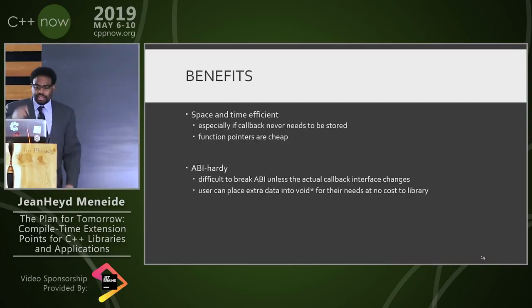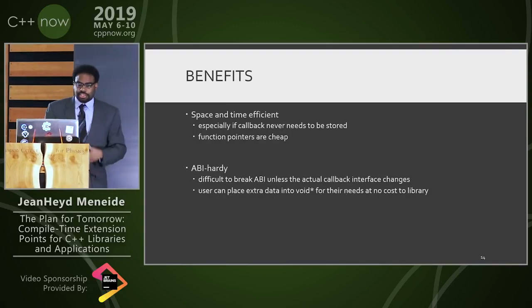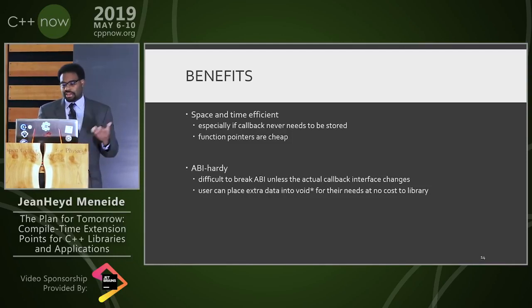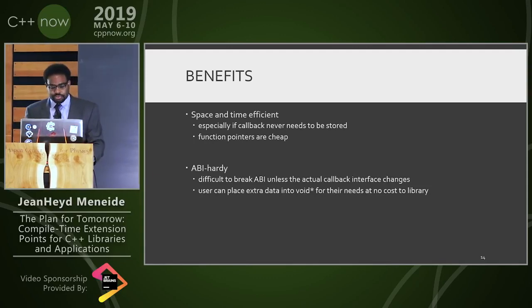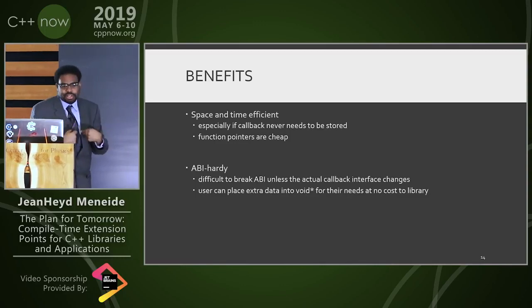However, here are the benefits of it, right? It's space and time efficient, especially if you never actually need to store the callback. If you're always having inline and synchronous execution, it's cheap. Function pointers are cheap, right? function_ref is cheap. All of that stuff is very cheap and easy to come by. It's also ABI hardy, right? It's very, very difficult to break the ABI unless you actually change the callback interface. And the idea is that with the void star, the user can place as much extra data as they want into the void star, and it's their responsibility to handle it, right?